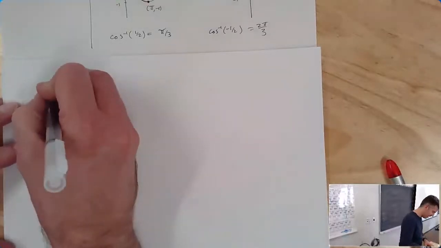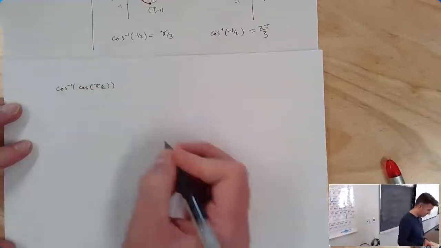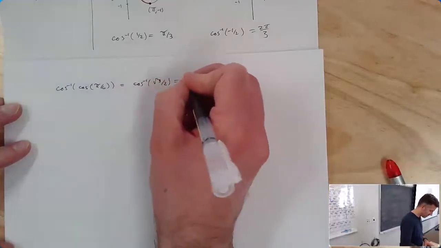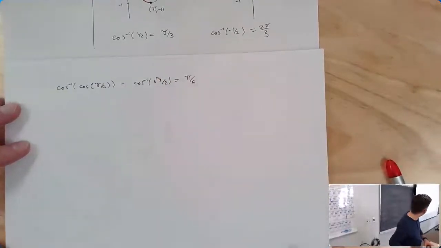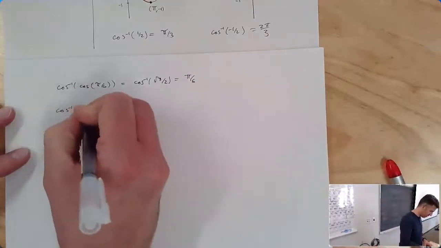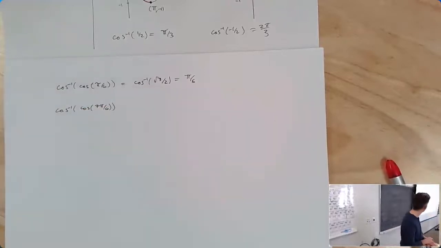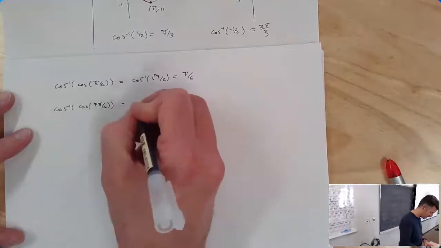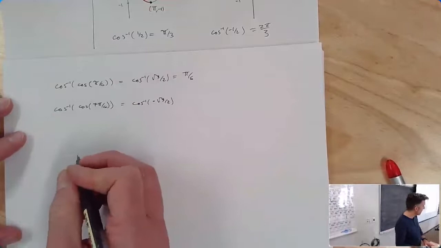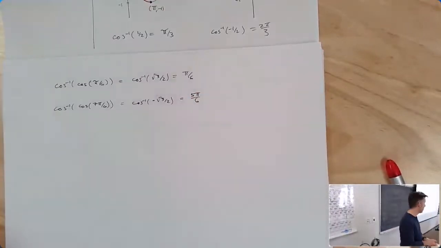The inverse cosine of root 3 over 2 is pi over 6. But then if you pick an angle that's not between 0 and pi, like inverse cosine of cosine of 7 pi over 6, the cosine of 7 pi over 6 is negative root 3 over 2. And the inverse cosine of negative root 3 over 2 is 5 pi over 6 in quadrant 2.